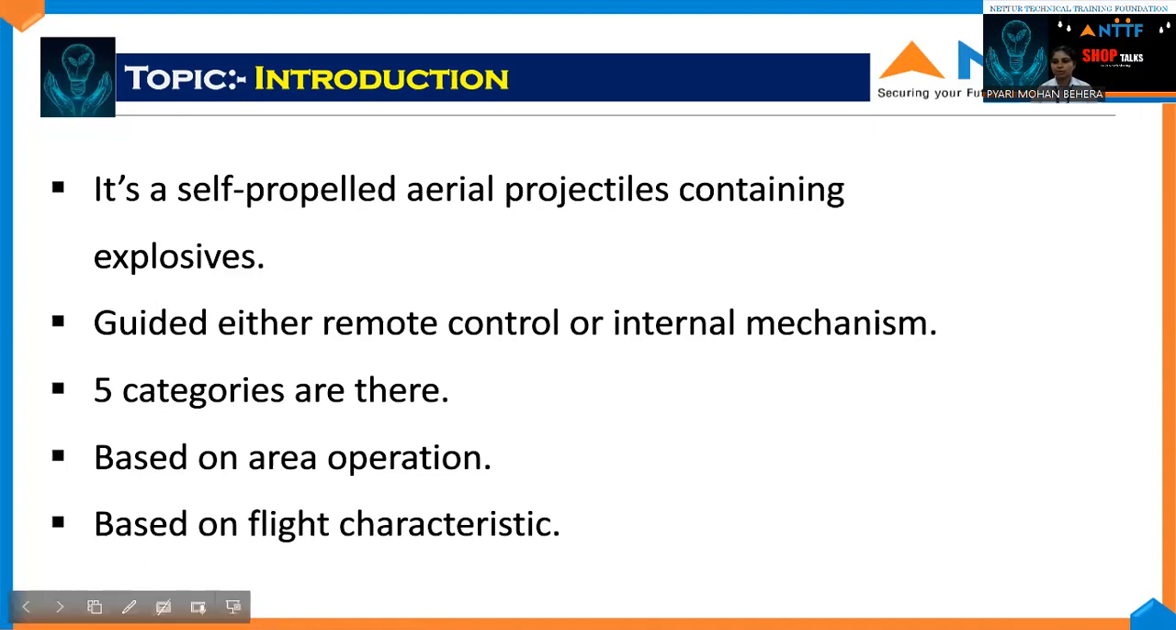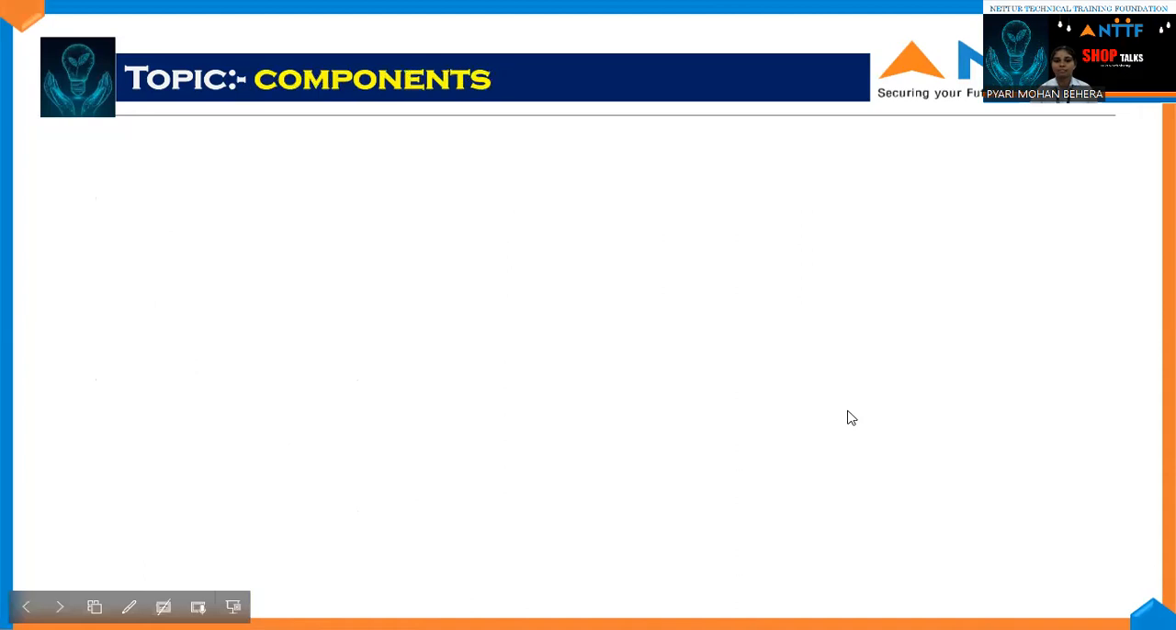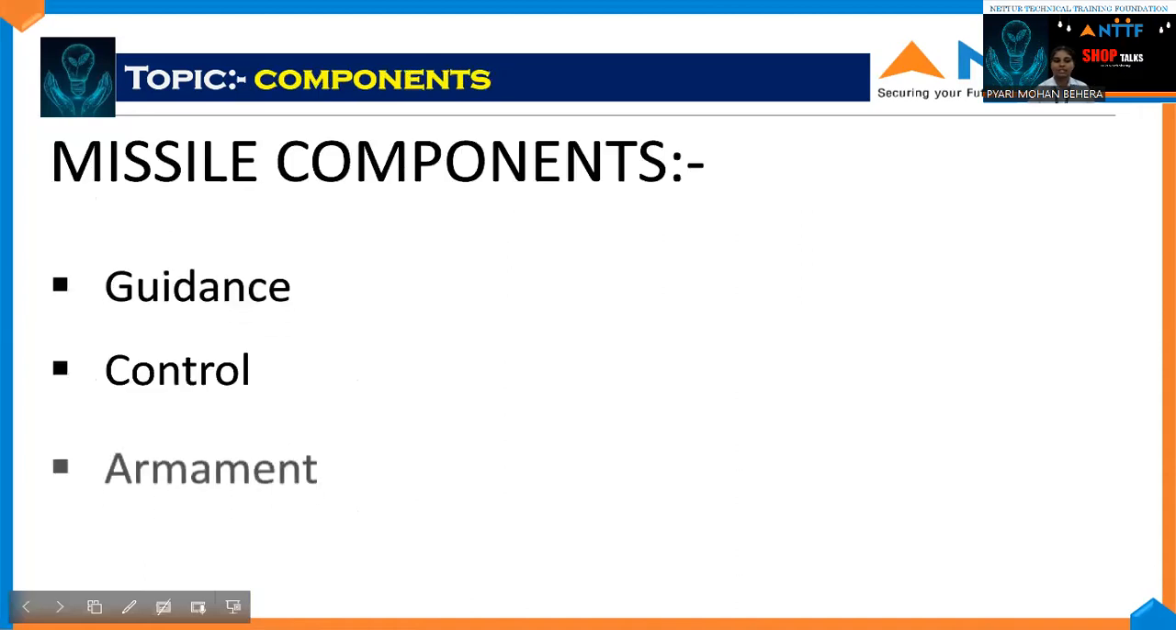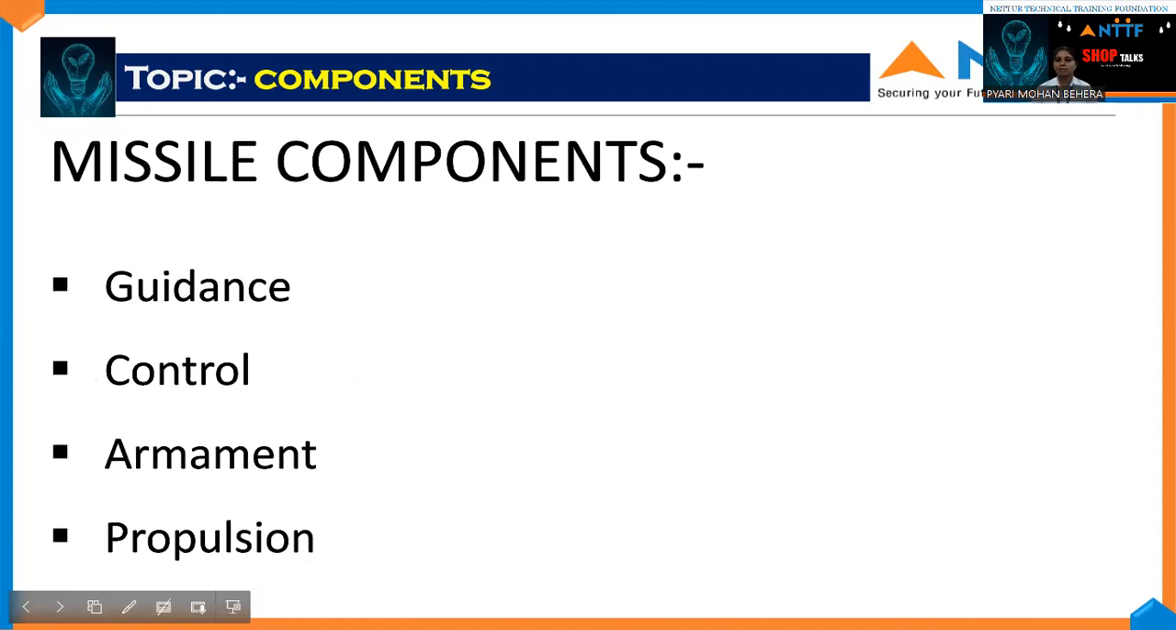Then what are the components used for this missile? There are four components. One is guidance. Like a CPU, it is the heart, the mind of the computer. So guidance is the mind of the missile. Then the control, which executes the plans of the guidance. Then the armament. Armament is the main part because with the help of this we can launch the missile. Then propulsion. What is propulsion? Propulsion means propelling the missile, means firing or triggering the missile.